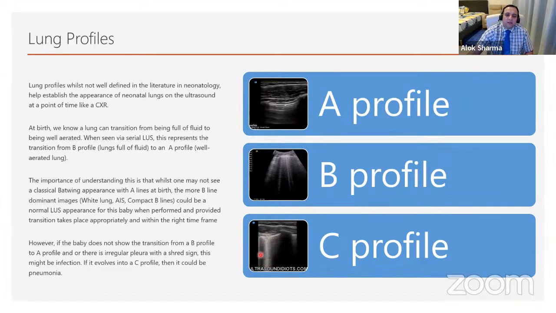seen by an area of lung distal to the pleura, now that could be a pneumonic consolidation, it could be a consolidation because you've got lack of aeration of that side of the lung, it could be a collapse or an atelectasis, and we'll talk about that in more detail. And really what we're calling that is a C profile.